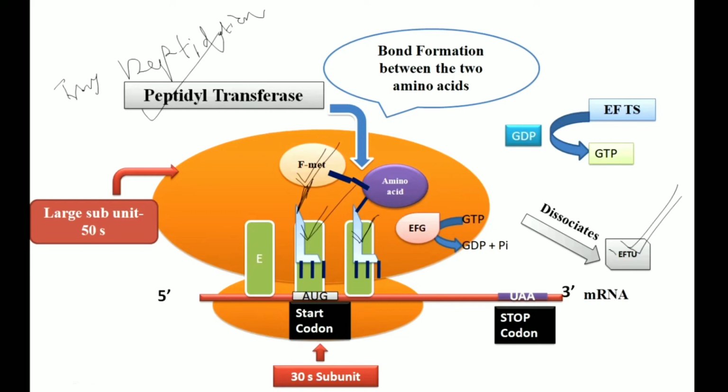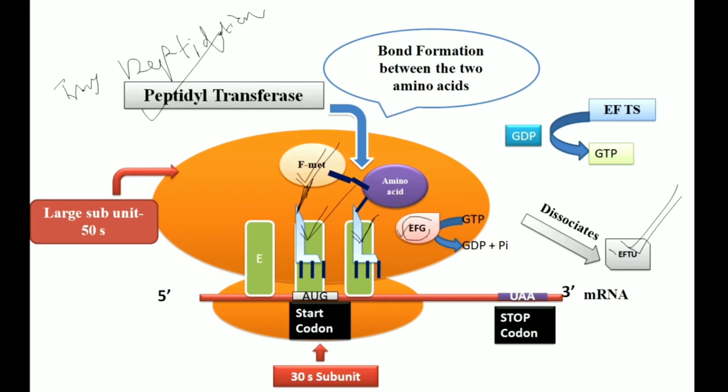So now what happens? Here I have written this EF-G factor which comes and binds, but this EF-G factor comes later. Not now. First, the peptidyl transferase will add the peptide bond between two amino acids, and in the next step only this EF-G will come, the other factor that will bind with the 50S subunit of the ribosome. This elongation factor cannot bind randomly. It needs to bind to its binding site.